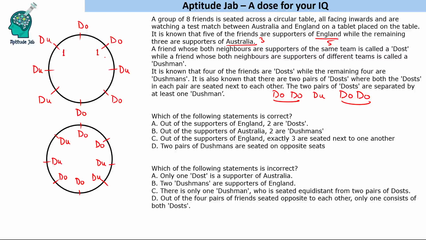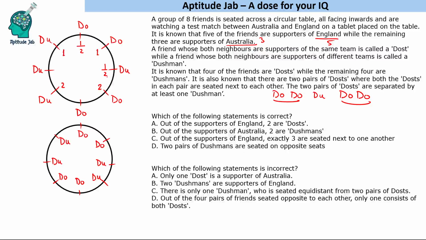Now this is dushman. So if this person is supporting 1, this person should support team 2. Now this person is dost, so this person is supporting 2, this person will also support team 2. Okay, now if this person is dost, these 2 persons should support the same team. Now there are 2 possibilities: either both will support first team or both will support the second team.